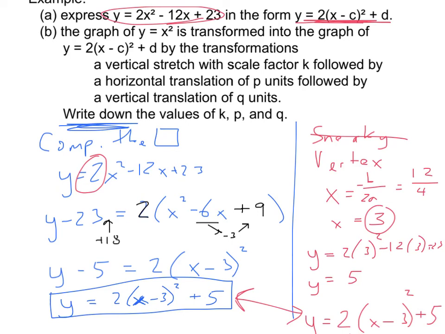So what is the vertical stretch scale factor? Well, this k is going to be 2. That's the number in the front that's sort of scaling vertically how large this thing is. Next up is a horizontal translation of p units. So what is the horizontal translation? Well, this thing is sort of translated by 3 units horizontally, right? If you think about what these things do, this one is effectively the x-coordinate of the vertex, so it's how far the graph is shifted or translated to the right.